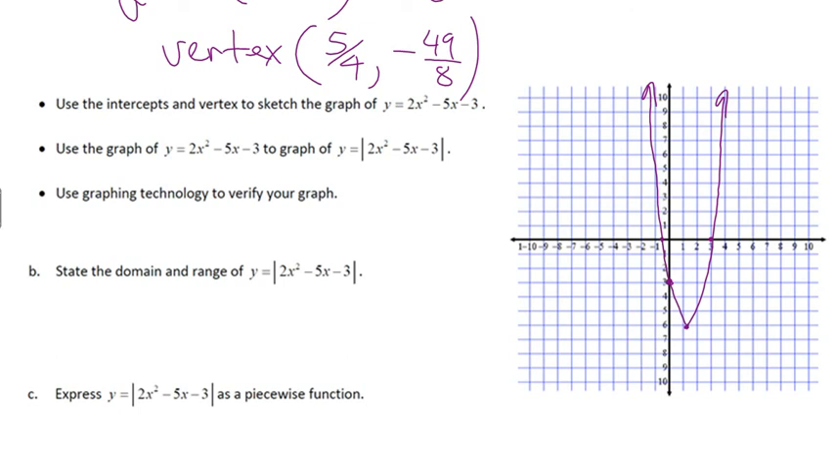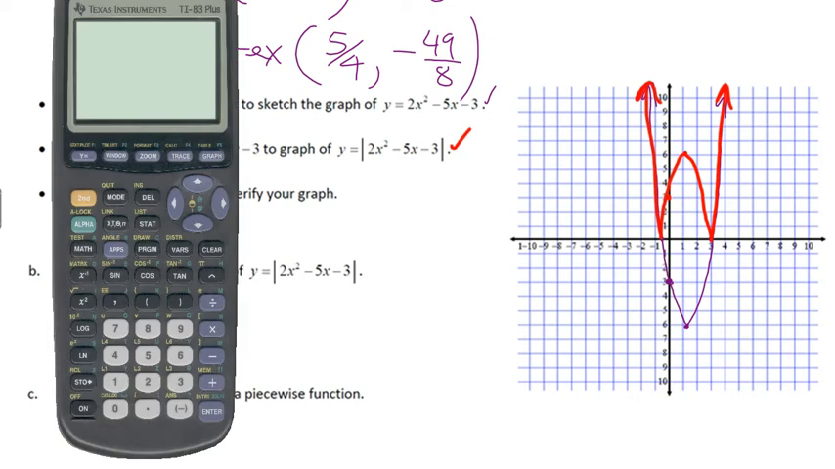Use the intercepts to sketch the graph. Done that. Use the graph of y equals 2x squared minus 5x minus 3. So what do I do with this graph to draw the absolute value graph? Negative values become positive. So I'm going to simply take this vertex and move it up to here. I'm going to take this intercept at negative 3, and that'll become positive 3. And all we're going to do is reflect this portion like so. These are the invariant points, these guys didn't vary. So the graph in red is the graph of y equals the absolute value of 2x squared minus 5x minus 3.